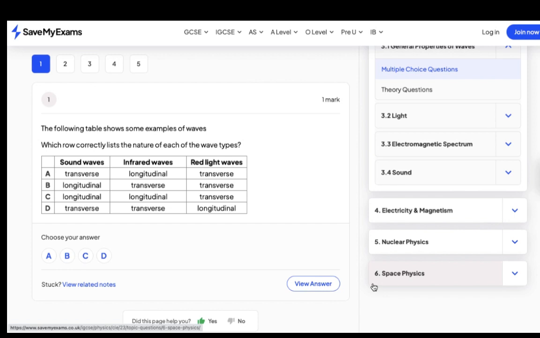Now the first one, sound wave. Is it a transverse wave? No. Sound wave is not a transverse wave. It's a longitudinal wave, right? And then infrared or electromagnetic waves are transverse waves, whether infrared, red light waves, visible light, microwave, radio waves, X-ray, or gamma ray. So the correct option will obviously be B, because sound wave is a longitudinal wave, infrared is a transverse wave, and red light is also a transverse wave. So the correct answer will be B.